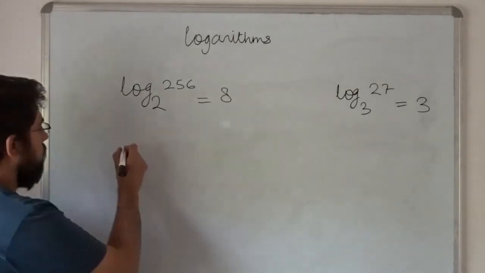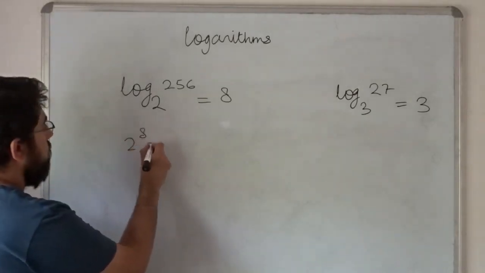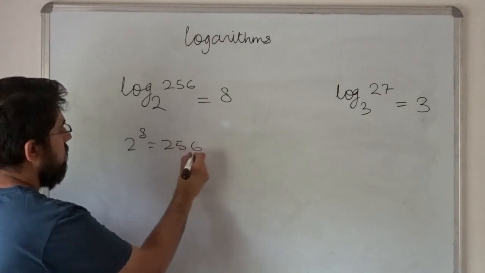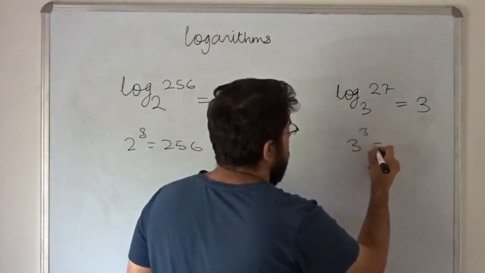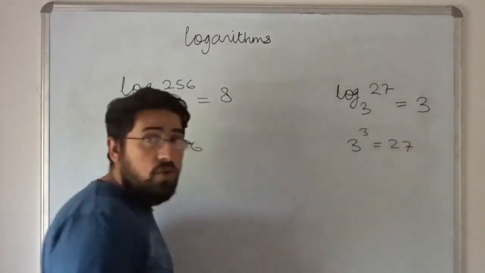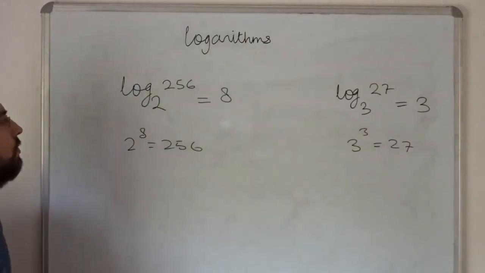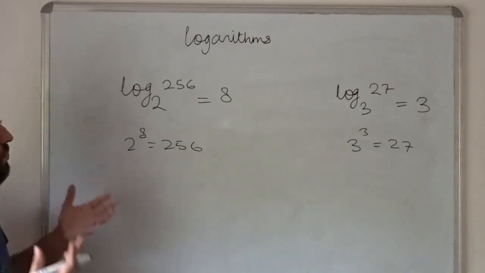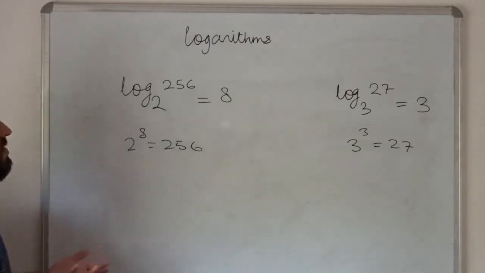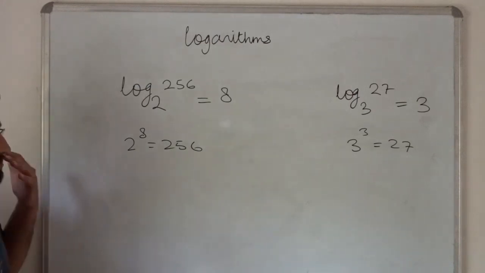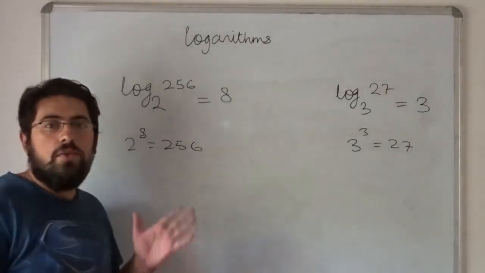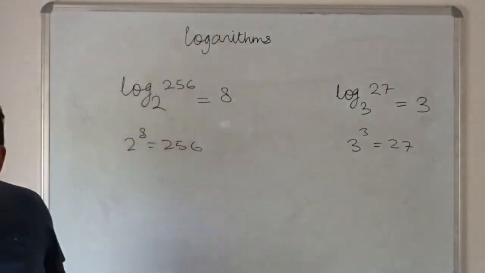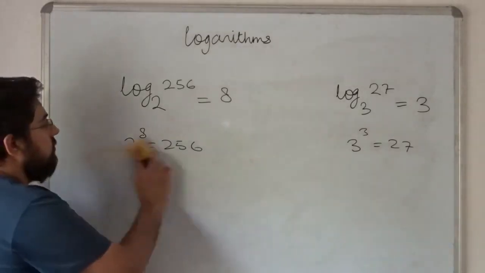Okay, so I'm sure you know this is 2 to the power 8 equals 256. And this is 3 to the power 3 equals 27. Now I know we did this in a previous video, but sometimes it happens, you've studied this before, but it just went out of your memory. So I thought, why doesn't this come back in your memory? So this is just a piece of cake.